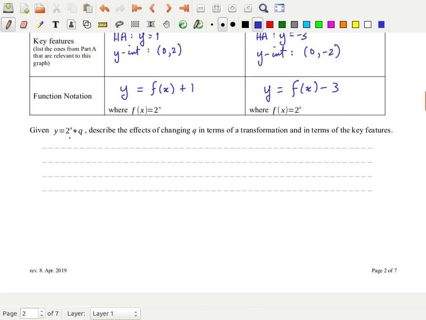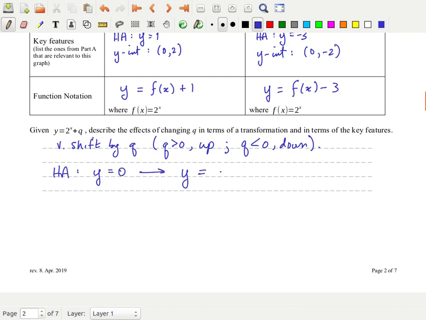So in general, if I've got y equals 2 to the x plus q, determine the effects of changing q in terms of key features. So this is a vertical shift by q. If q is a positive number, that means up. If q is a negative number, that means down. What about in terms of the key features? The horizontal asymptote, which started at y equals 0, moves to y equals q. And that's really the key. So this one is super important.